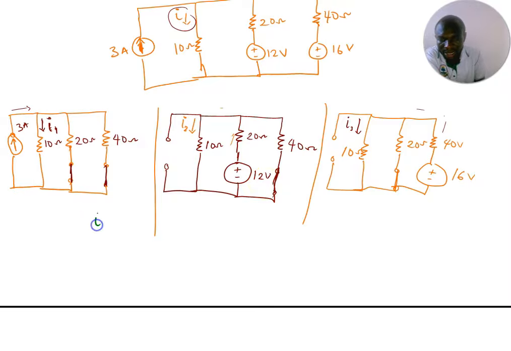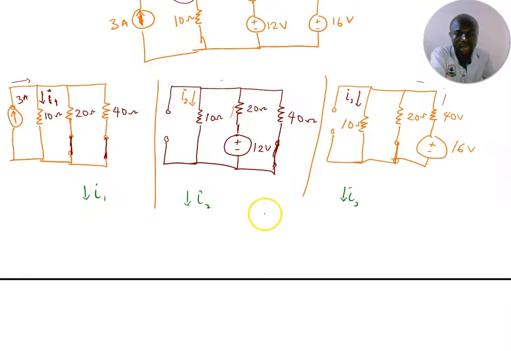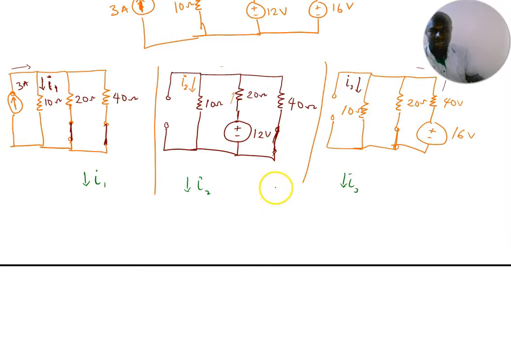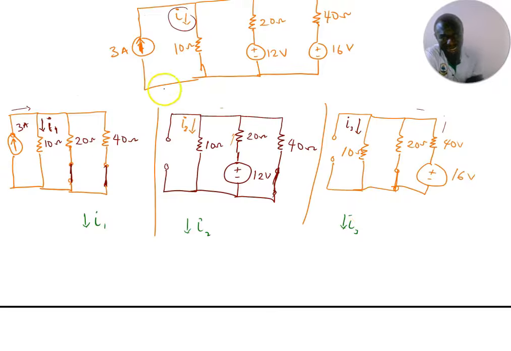So I1 is moving downwards. I2 is also moving downwards. And I3 is moving downwards. Are you okay? So our target now is to find the current that is flowing through the 10 ohm resistor by the individual active sources. So once we're able to know the impact of the individual active sources, we can just add the results and get the main current that is flowing towards the 10 ohm resistor.